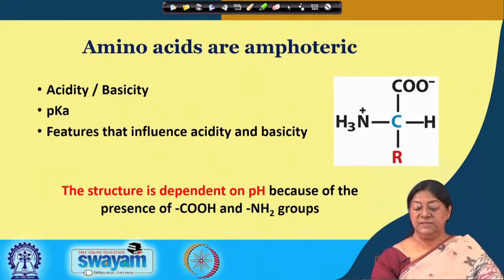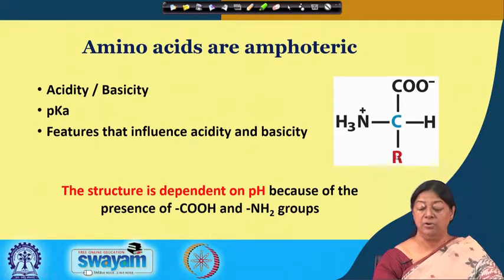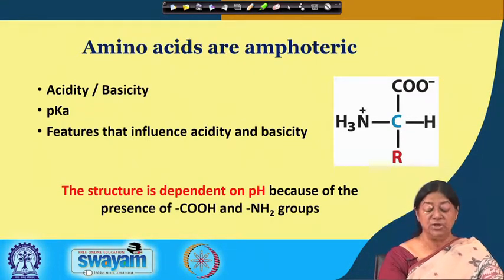Now, if we look at the amino acids, the basic structure is this, where we have the alpha carbon, the R group, the amino group and the carboxylic group. Now, it is important to see that this has been written as a neutral form. If we were to consider this as COOH, NH2, we would be considering a neutral type of amino acid, but as we have protons that can be dissociated from the amino acids, we have to remember there is a pH dependence. So, the structure is dependent on the pH because of the presence of the COOH group and the NH2 group. So, there are specific pKa values associated with the acidic and the basic groups.